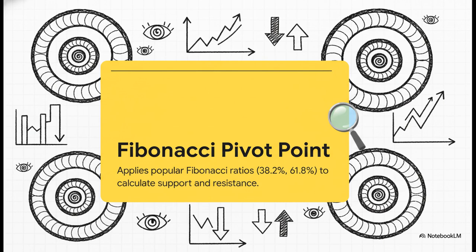So, what's the logic here? Well, it all comes down to market psychology. You have countless traders all over the globe who are already watching Fibonacci levels for retracements and extensions. So by baking those ratios right into the pivot points, these levels can become incredibly powerful, self-fulfilling prophecies.